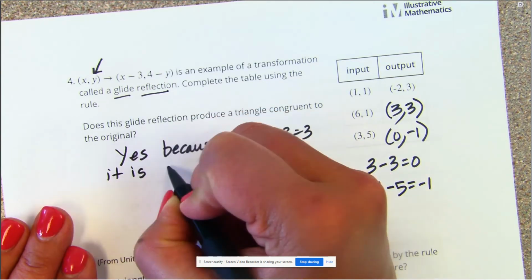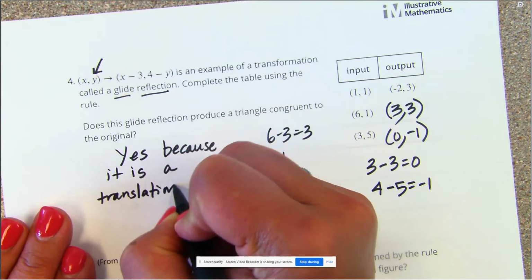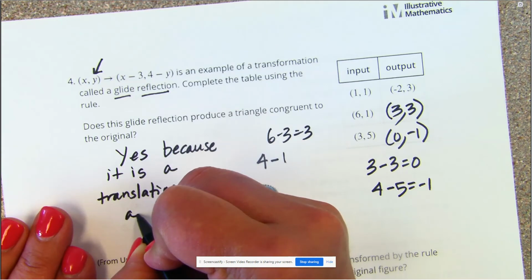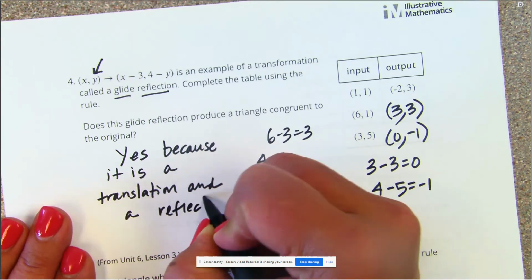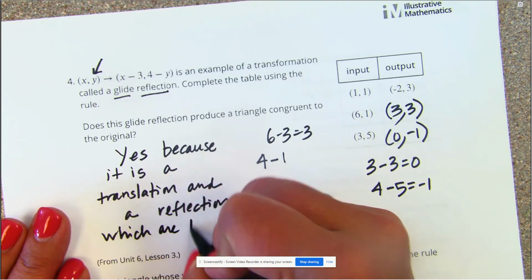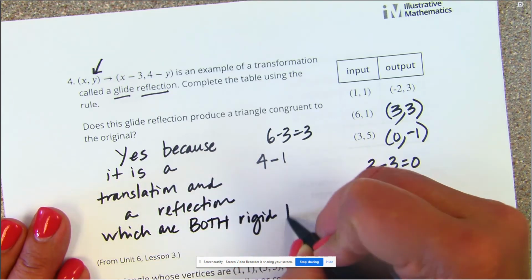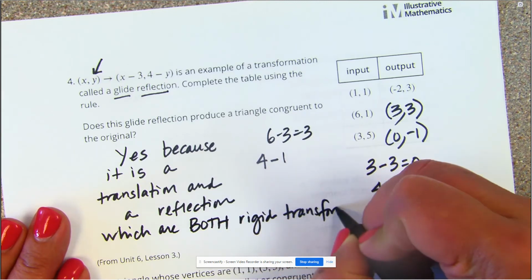Because it is a translation and a reflection. They're both rigid transformations.